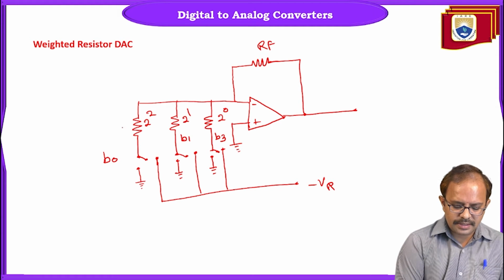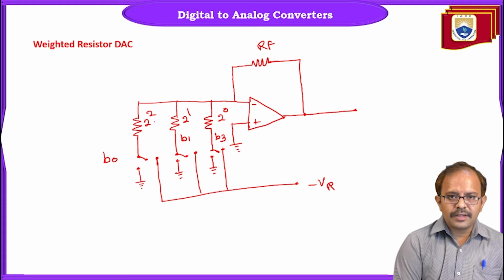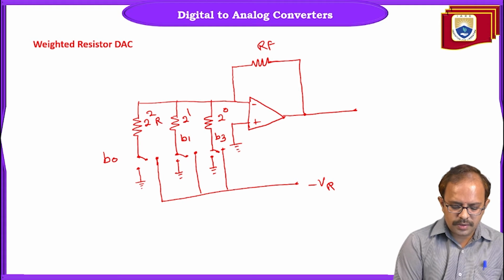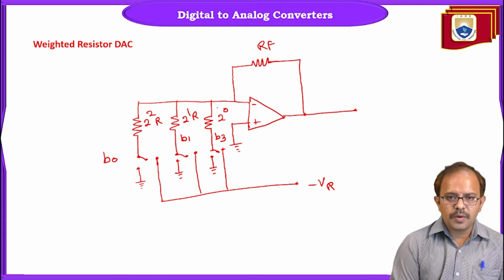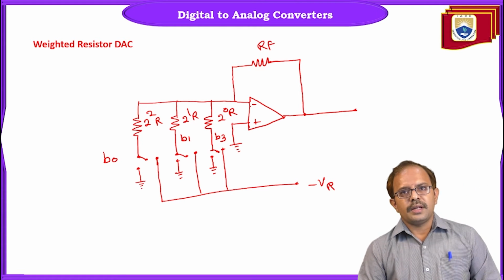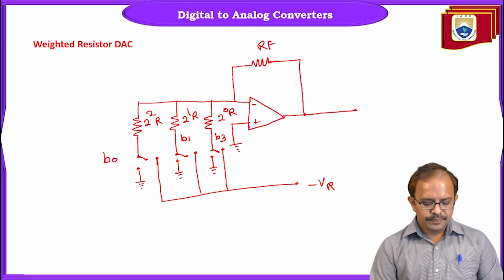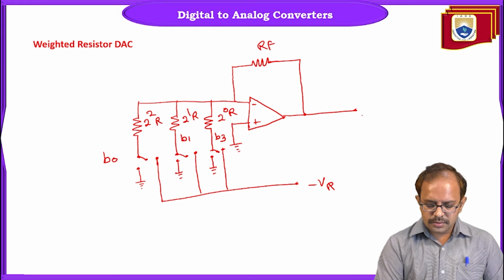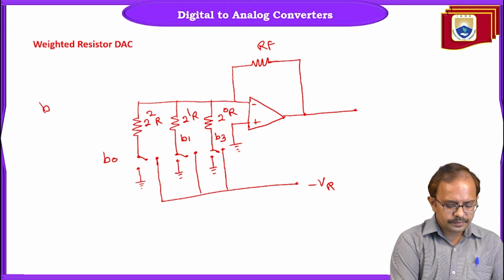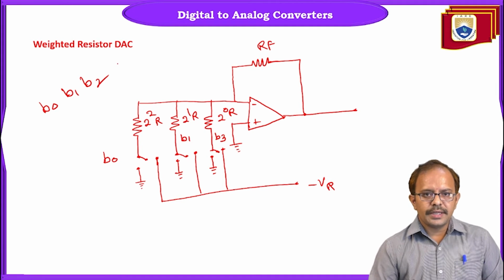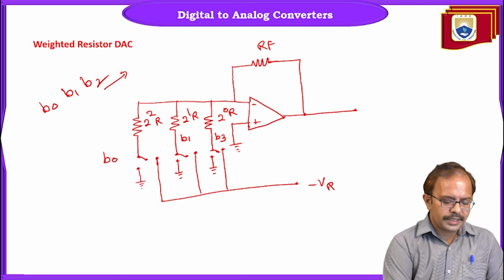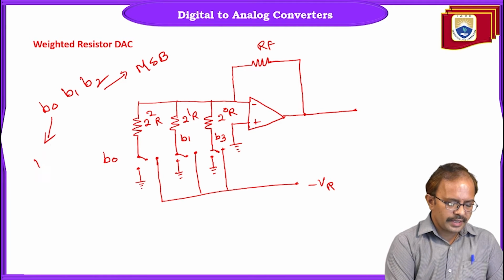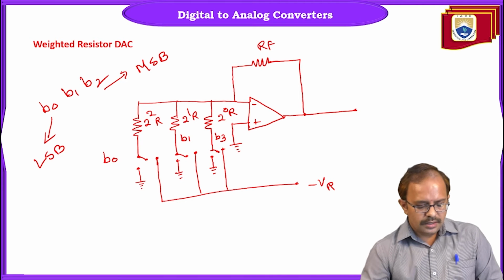And let us say all these are the values. What is the value of these resistors? 2 power 2R, this is going to be 2 power 1R, and this is going to be 2 power 0R, and these are the corresponding bits. So what is my data now? B0, B1 and B2. Here we represent B2 as MSB and B0 as LSB, right?